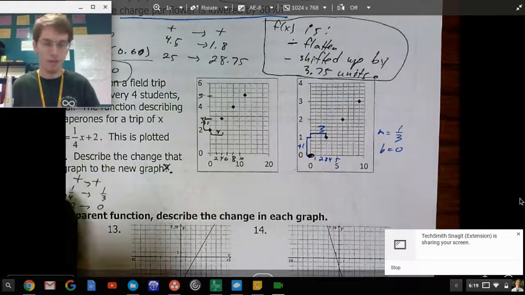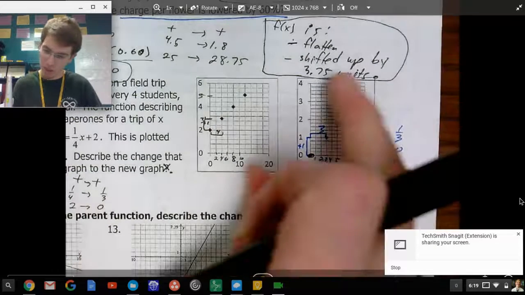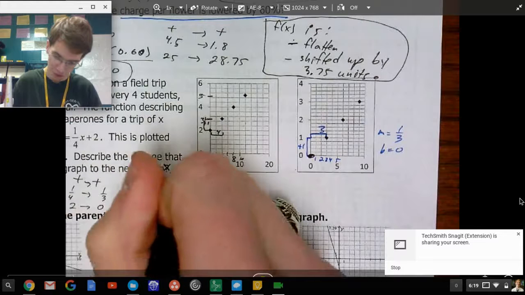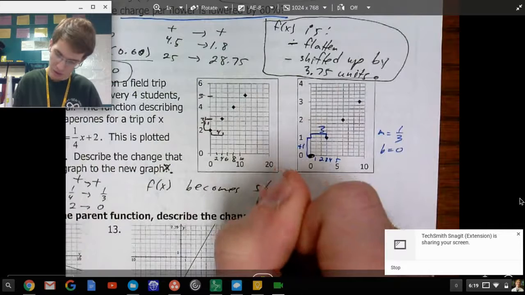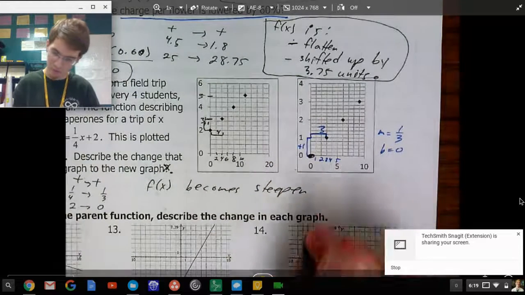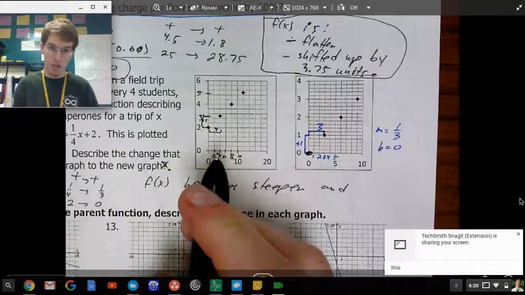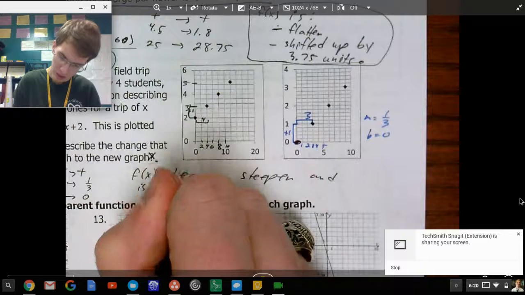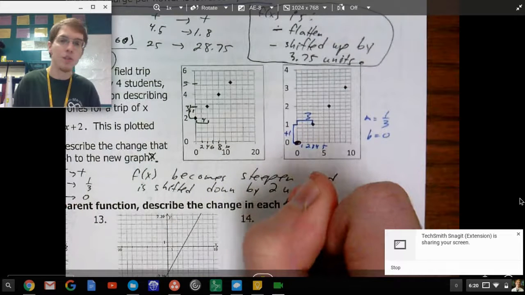1/4 to 1/3, these are fractions, so you got to think about this. That's 0.25, 0.33. That is actually steeper. Whether you can really tell because the scale is a little off on those, this one is actually steeper than this one. So f of x becomes steeper. And we have something else here, the y-intercept. It went from 2 to 0 and is shifted down by 2 units.